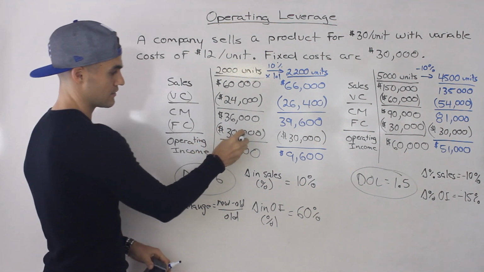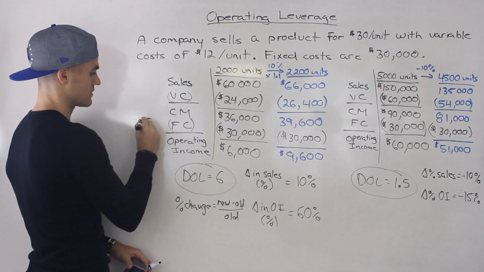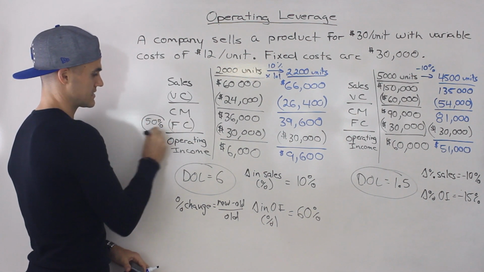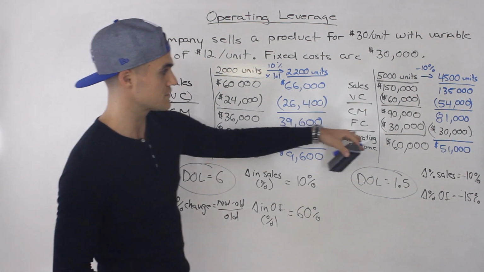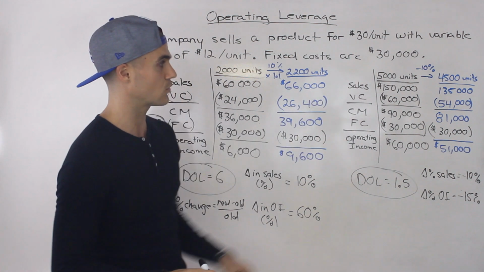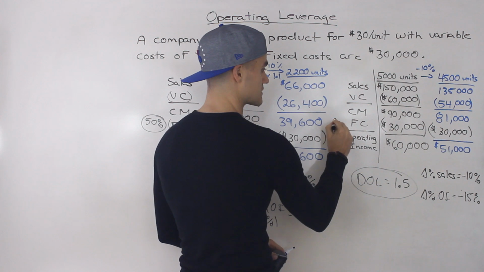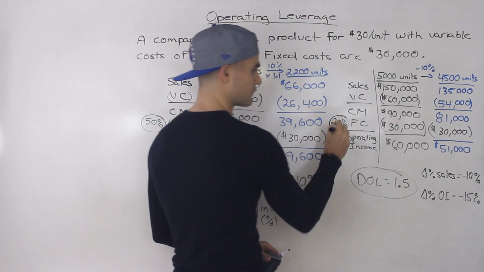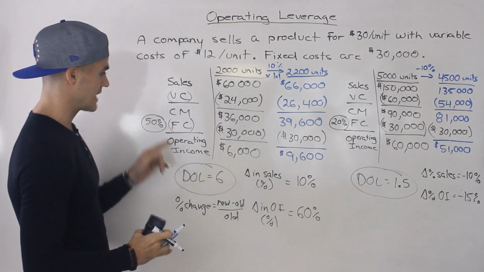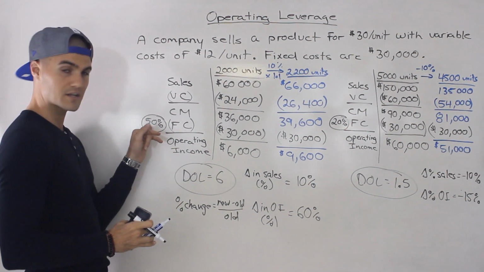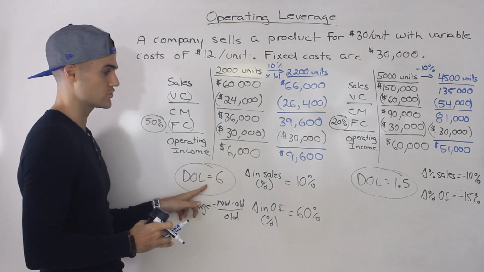And more specifically, the fixed costs as a percentage of sales. So notice that the fixed costs here are 30,000, sales are 60,000. So the fixed costs in this scenario are 50% of sales. Versus here, notice the fixed costs are still 30,000, but the sales are 150,000. And so 30,000 divided by 150,000 gives us 20%. So fixed costs are 20% of sales. And so notice that the higher the fixed costs relative to sales, the higher the degree of operating leverage.